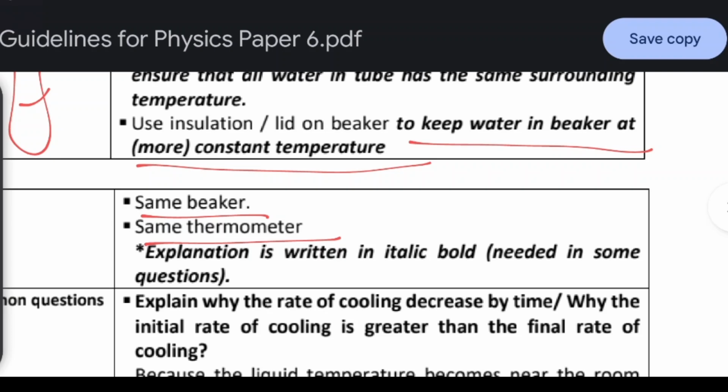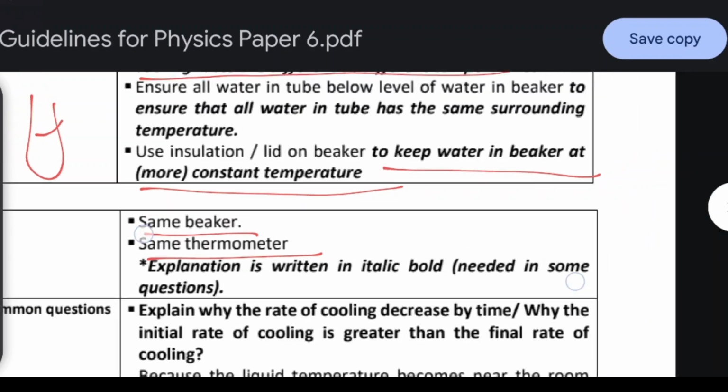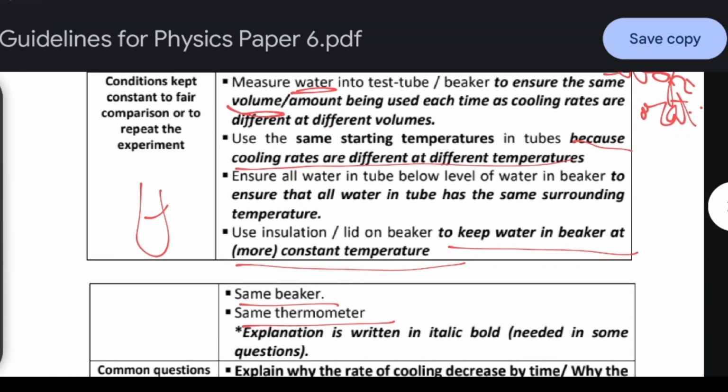Explanations are written in bold. Okay, italic bold is needed in some questions. Yeah, I told you it's needed in some questions. Basically, they give 1 or 2 marks and they ask you why it is like this.